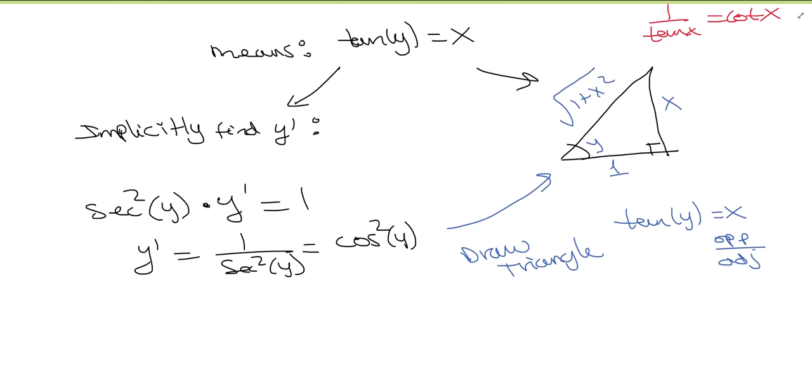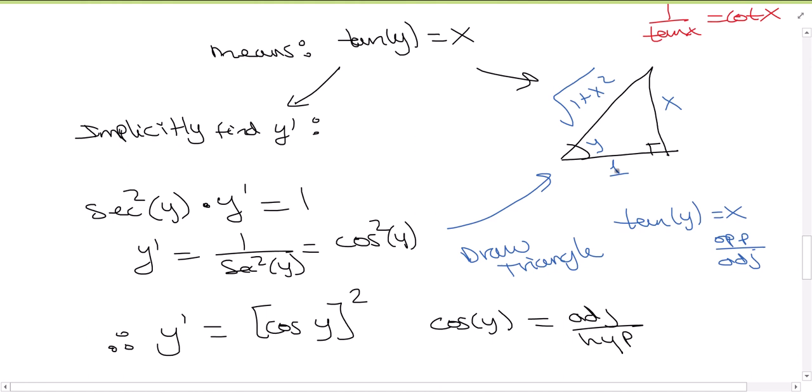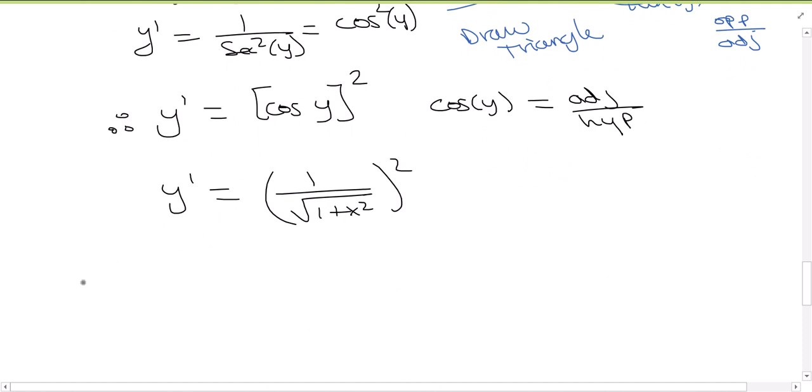So putting it all together, therefore y prime is cosine of y squared, right? Cosine squared means the trig function is the one that's being squared, and cosine is adjacent over hypotenuse. So let's look at the adjacent as 1, and the hypotenuse is the square root of 1 plus x squared. So my y prime is 1 over the square root of 1 plus x squared, squared. So that square is going to cancel off that square root. So I'm going to have just 1 over 1 plus x squared.